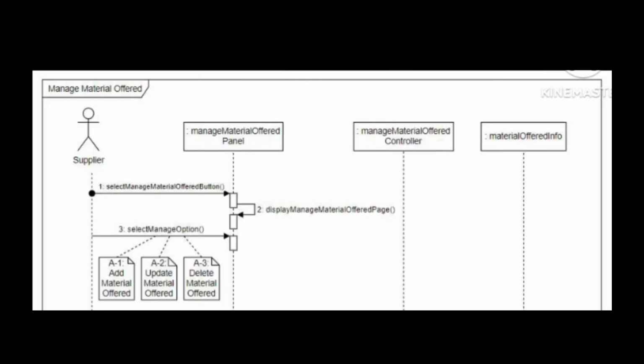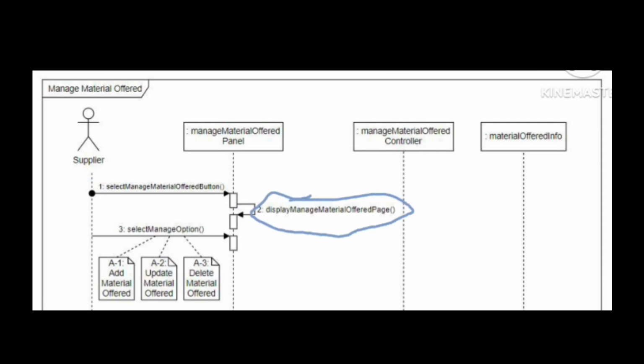Morning. Here we are going to present the sequence diagram and collaboration diagram on the Manage Material Offer functionality. This functionality is going to be used by the supplier to manage material that is agreed with admin companies to supply certain material in production.